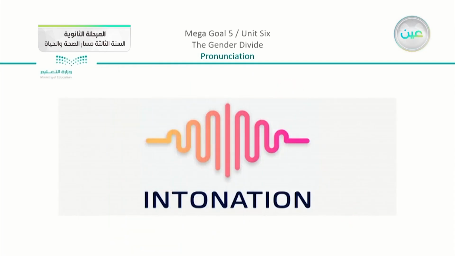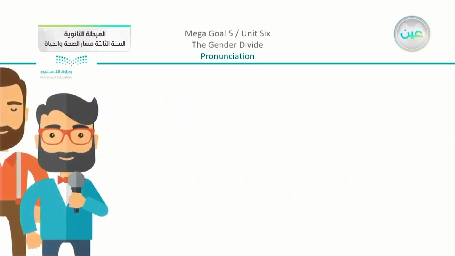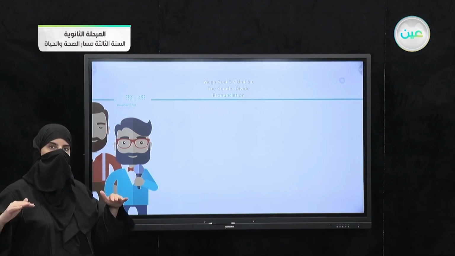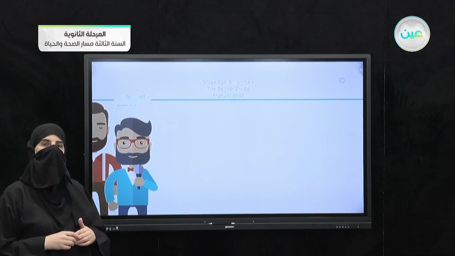Now this is what we call intonation. Intonation describes how the voice rises and falls in speech. There are main patterns of intonation in English, including falling intonation and rising intonation. So now you have a complete idea about speaking. You can speak on the same rhythm. Sometimes you can make it higher and sometimes make it lower.